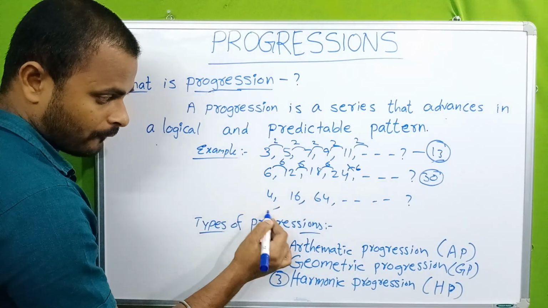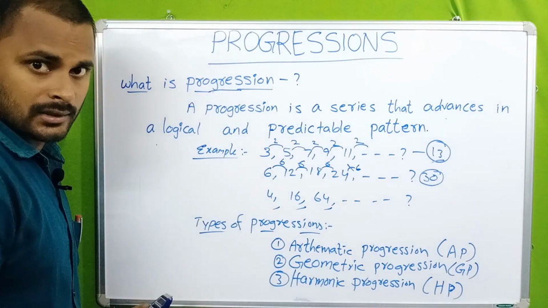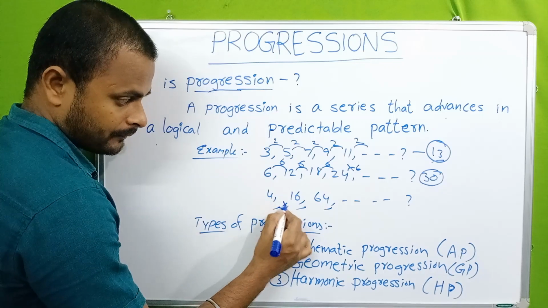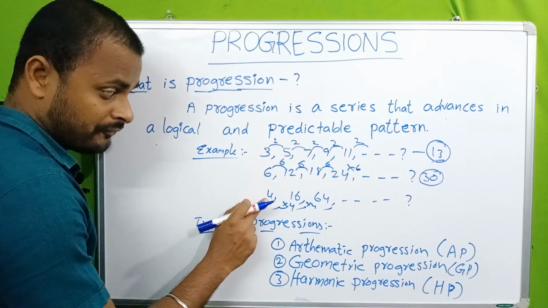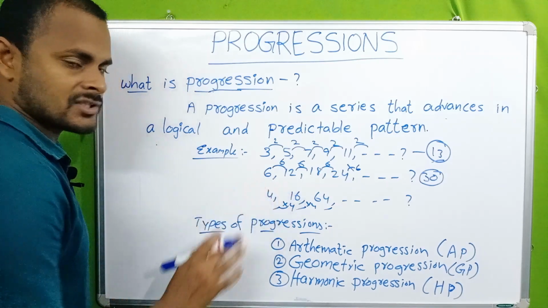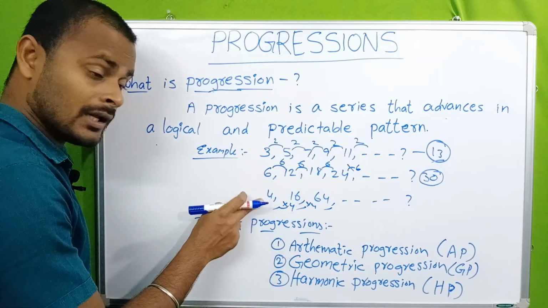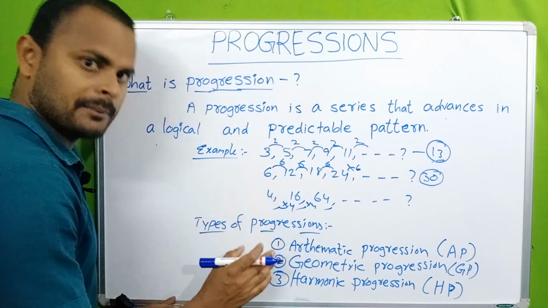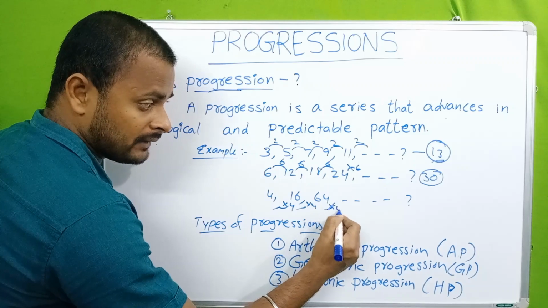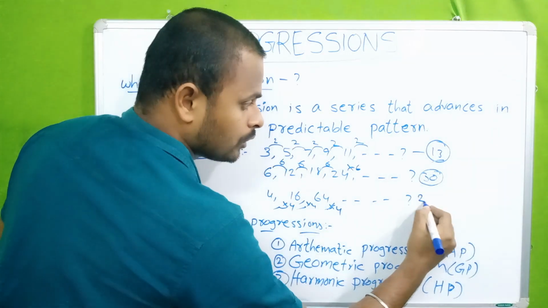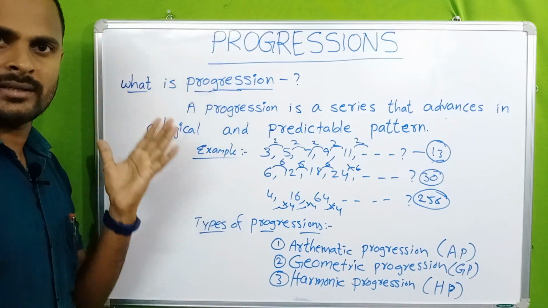So by this way you predict the next number in the series. Now another example: 4, 16, 64 and so on. What is the relation here? Observe that 4 fours are 16, 16 fours are 64. That means every previous number multiplied by 4 gives the next number. So there is also a logical relation, but by multiplication. What is the next number? What do you have to do? Multiply 64 with 4. 64 fours are 256. This is called a progression. Understand?